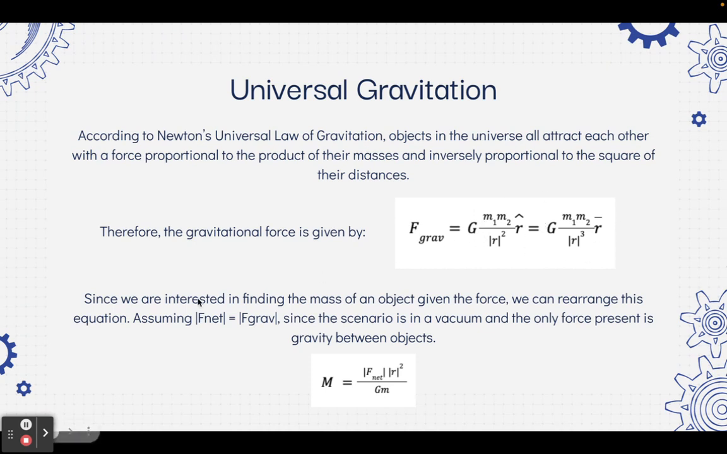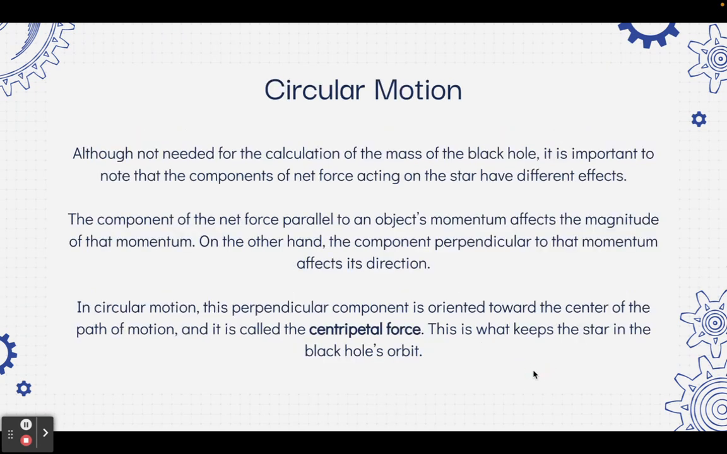So since we're interested in finding the mass of an object given the force, we can arrange this equation. Assuming the net force equals the net force of gravity, we can say that the mass of the black hole would equal the net force times the square of distance all over the gravitational constant times the other object's mass.